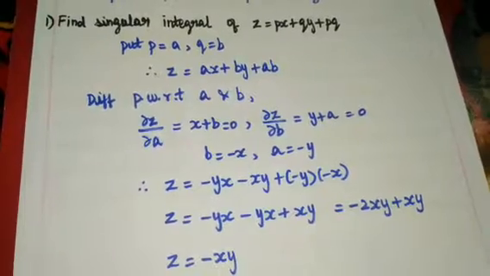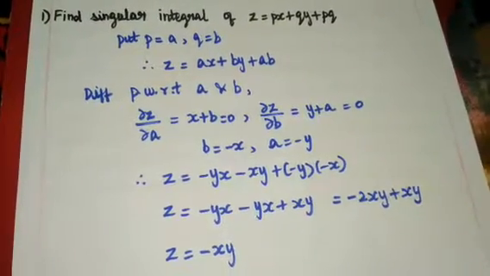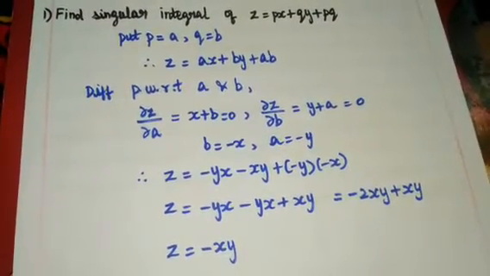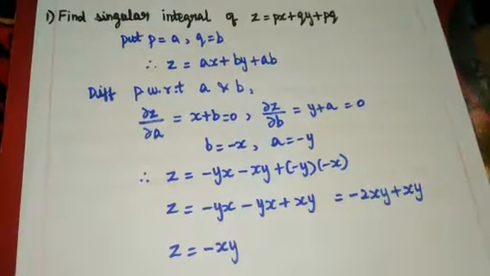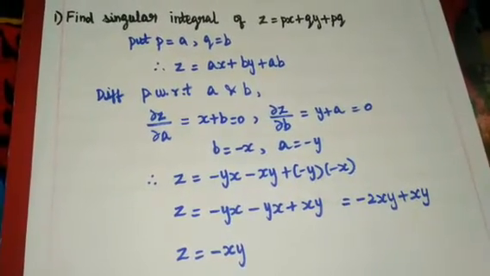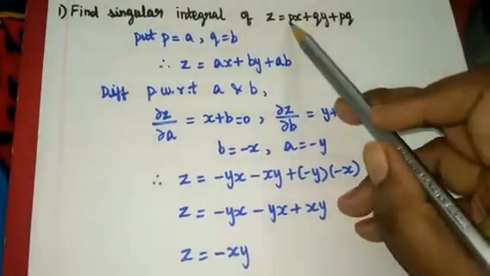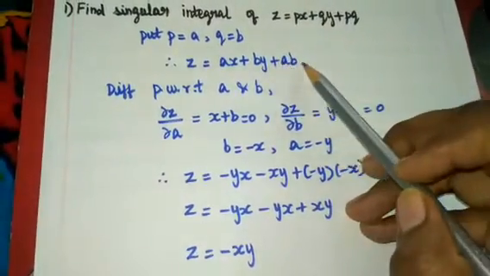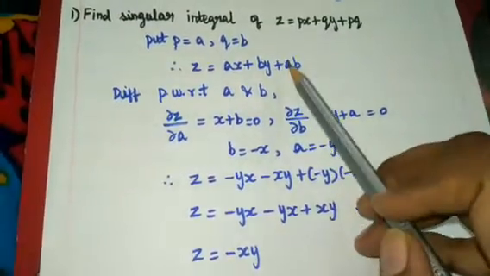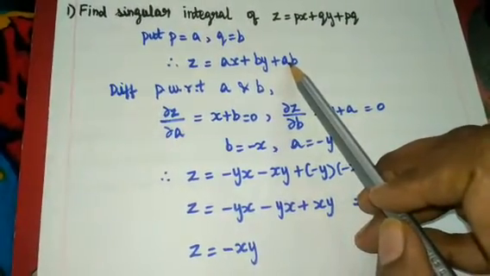Let's see some examples. First one is find singular integral of z is equal to px plus qy plus pq. So here put p is equal to a and q is equal to b. Therefore z is equal to ax plus by plus ab. Then differentiate this equation partially with respect to a and b.